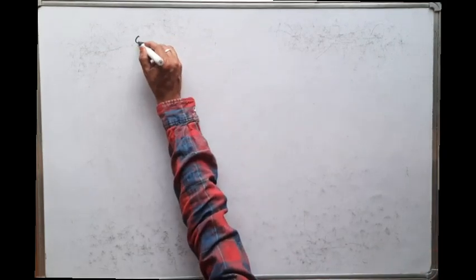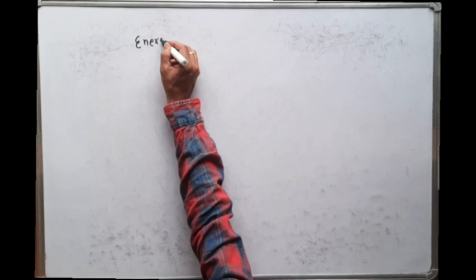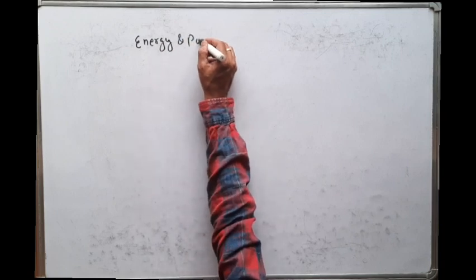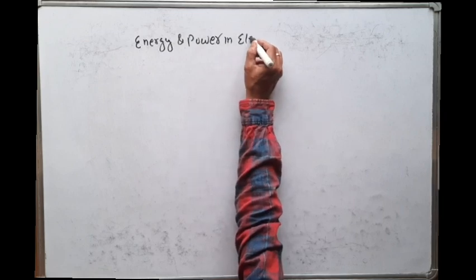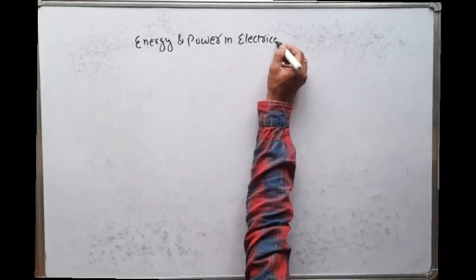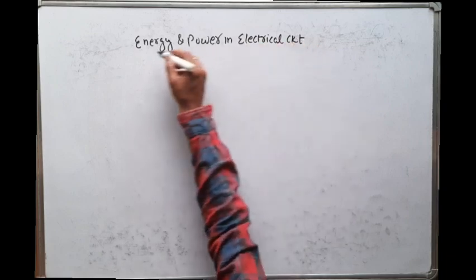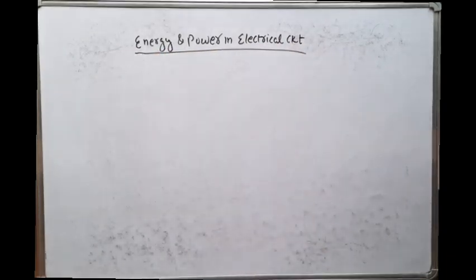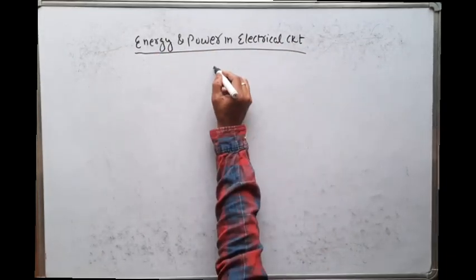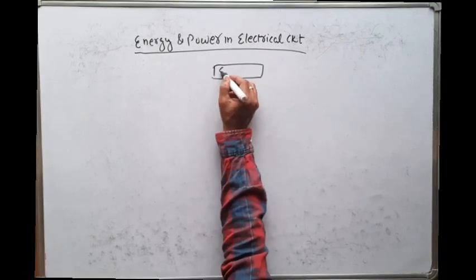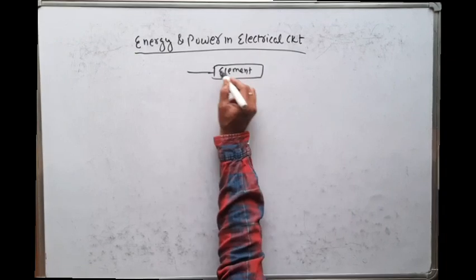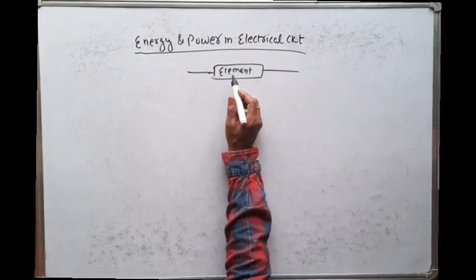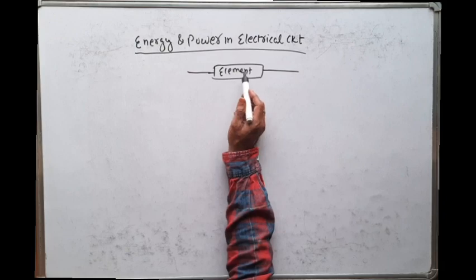Next, energy and power in an electrical circuit. Now see, suppose this is an element. This element may be a load, a resistor, or may be a source, a battery. So this is an element.